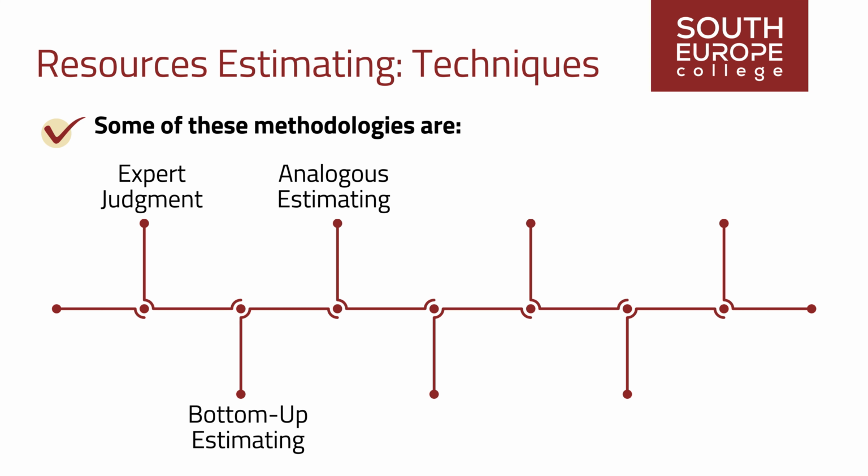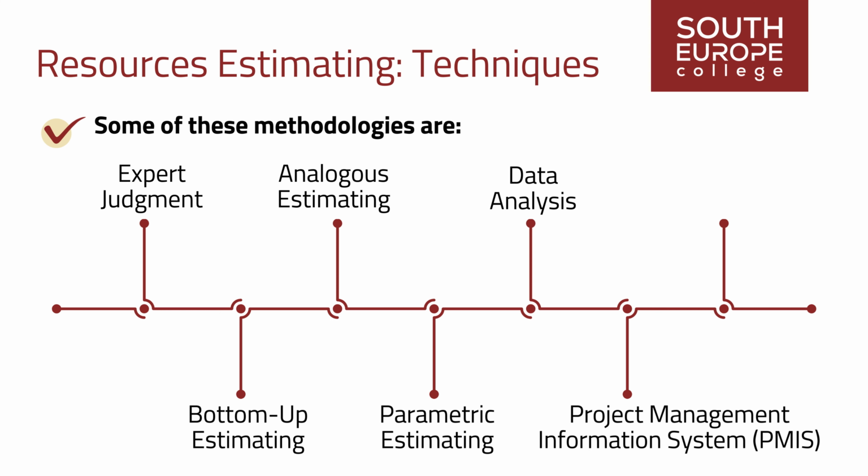Analogous estimating relies on information from a previous similar project to estimate resources for a future project. Parametric estimating utilizes an algorithm or statistical relationship between historical data and other variables to calculate resource quantities needed for an activity. Data analysis. A data analysis technique, alternative analysis, evaluates identified options to select approaches for executing project work. Project Management Information System, PMIS, including resource management software, aid in planning, organizing, and managing resource pools.